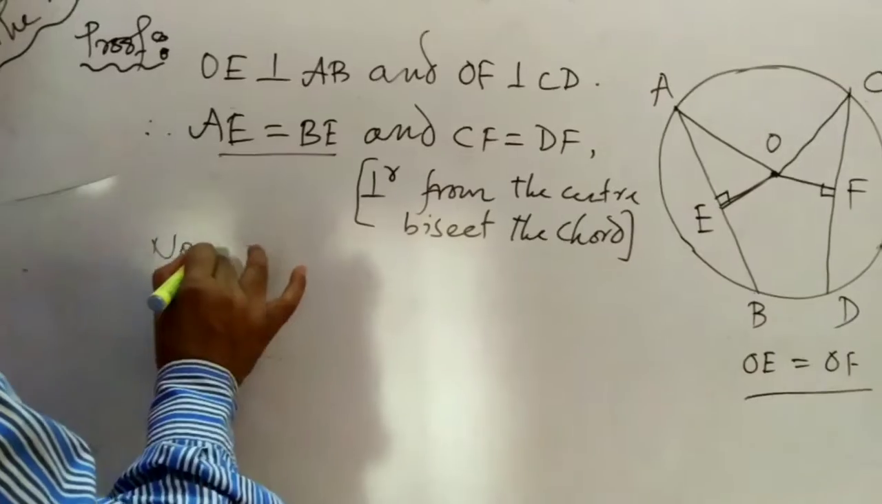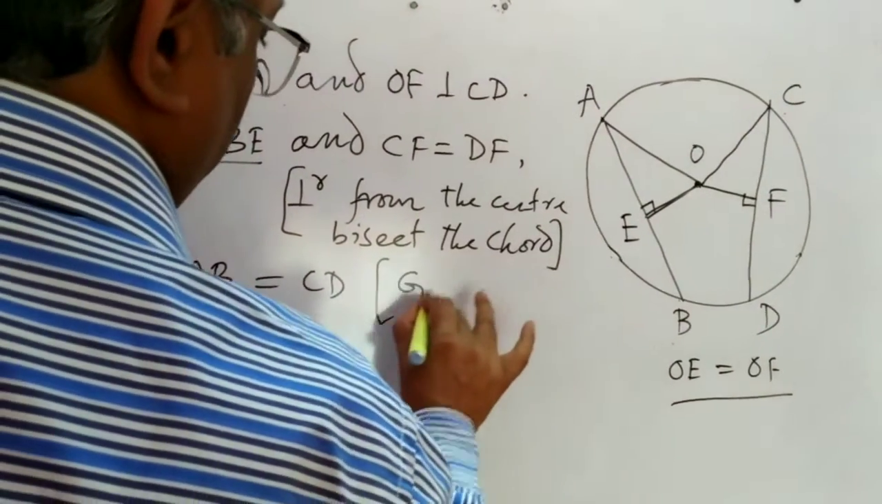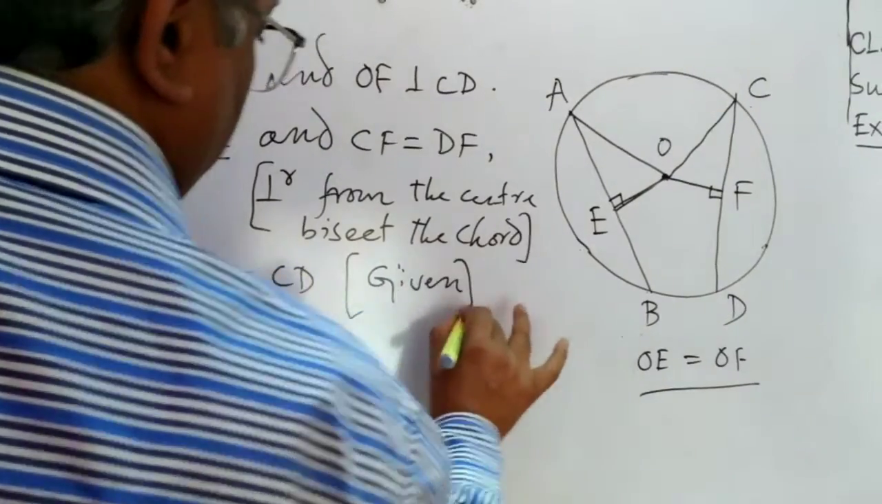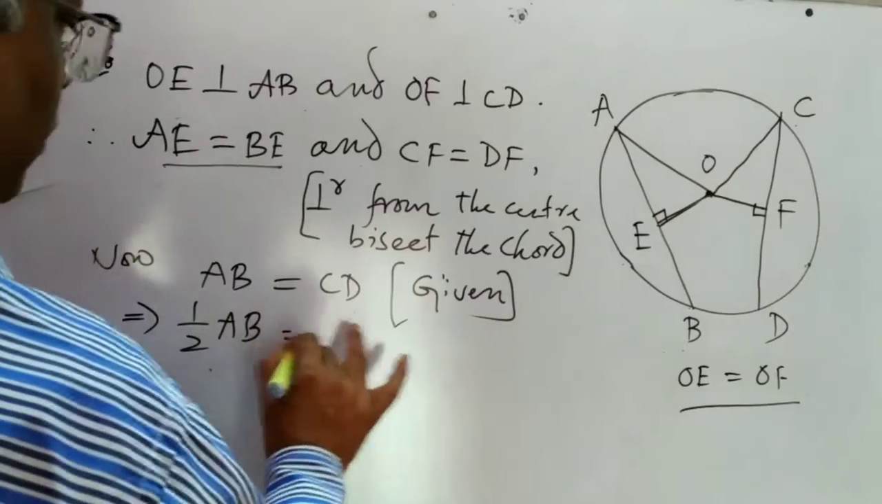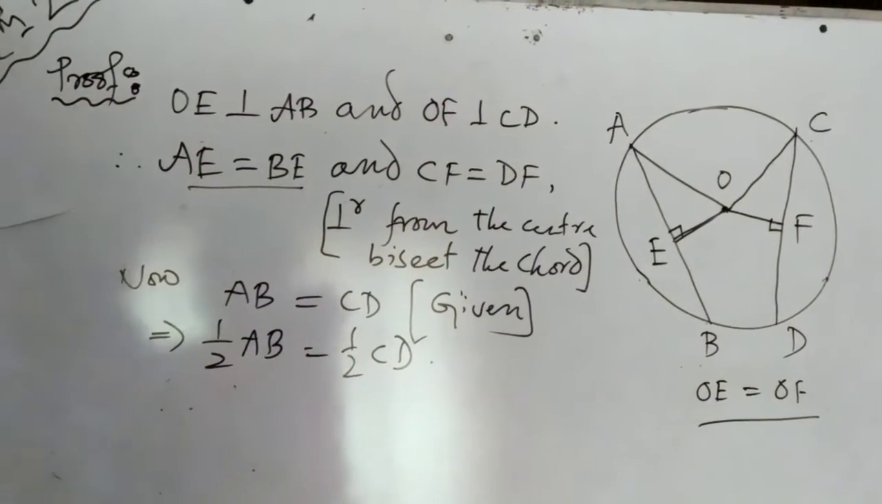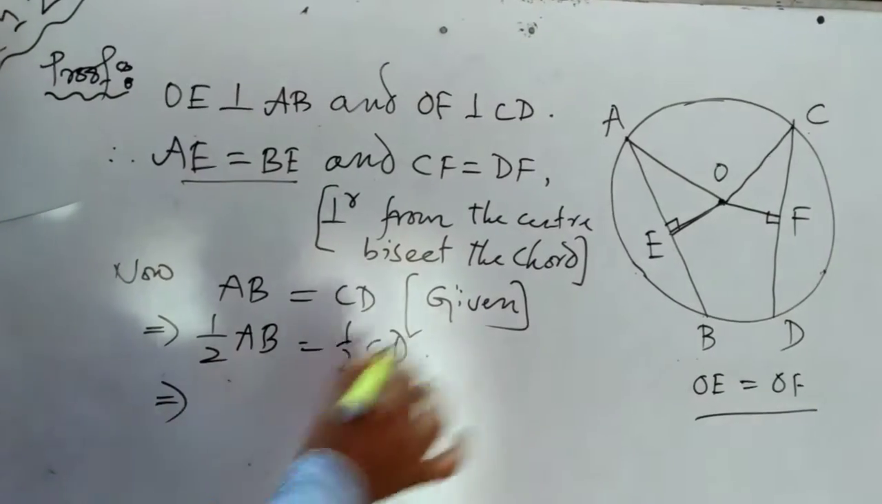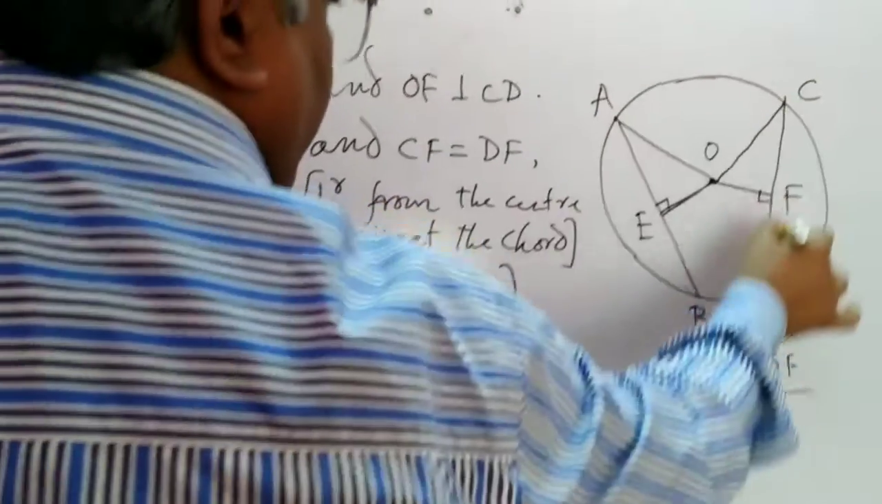Now AB equals CD given, so half AB equals half CD. Half AB means AE, or half CD means CF.